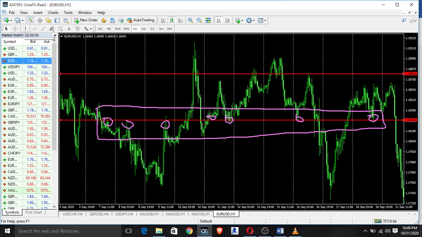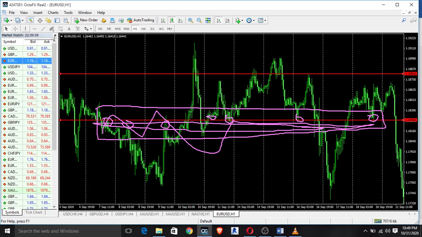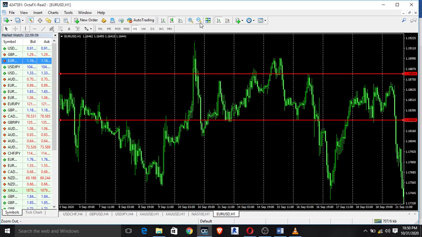So this is to tell you that this area is a valuable area. This area is a very valuable area. So that's what you should understand.